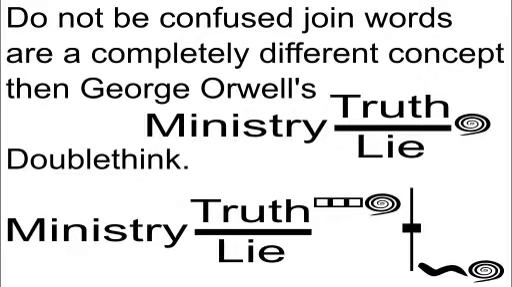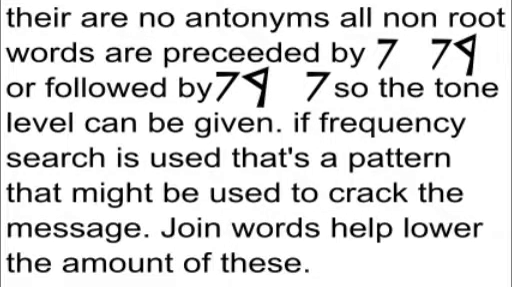Perhaps I should have mentioned this earlier. The ministry part of the word in these examples is called the root word and the truth part is called the non-root word. Let's get back to join words now. With join words, there is no need for antonyms or the bar pictograph. All non-root words are preceded by 1 space 14 or followed by 14 space 1, so the tone level can be given. If frequency search is used, that's a pattern that might be used to crack the message.